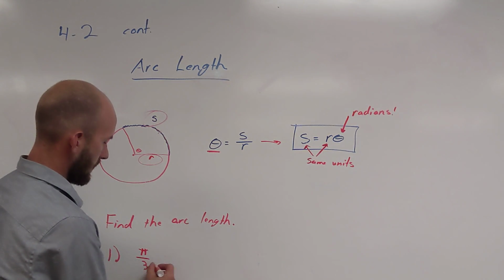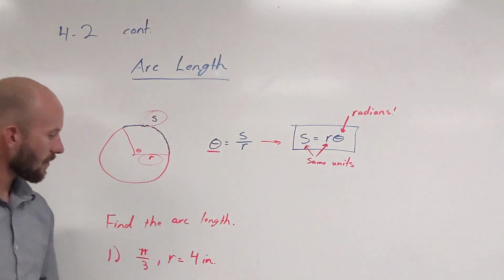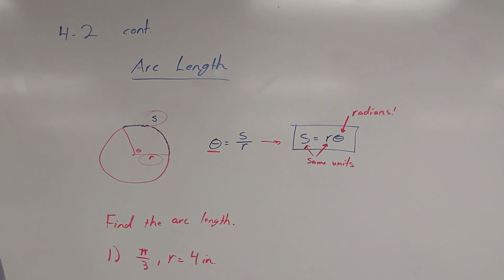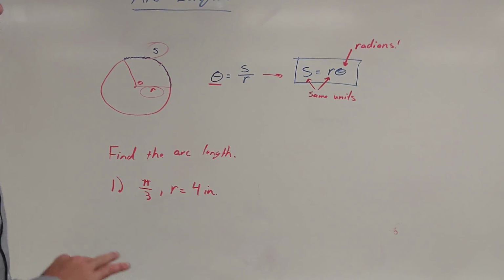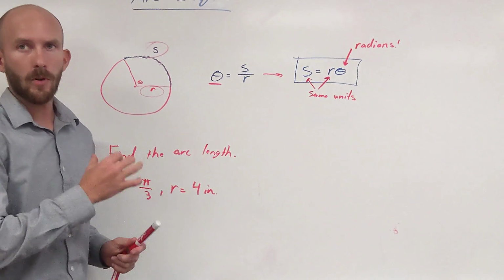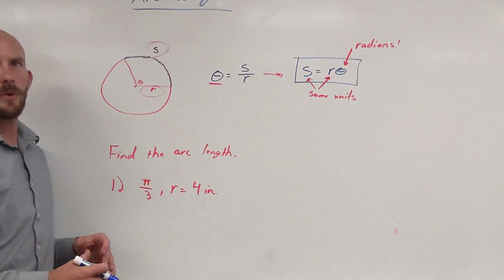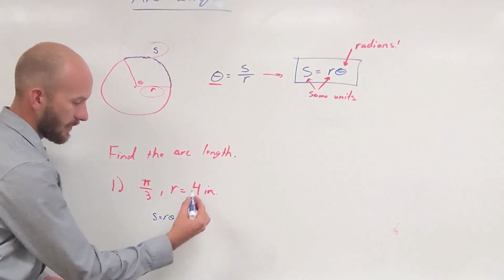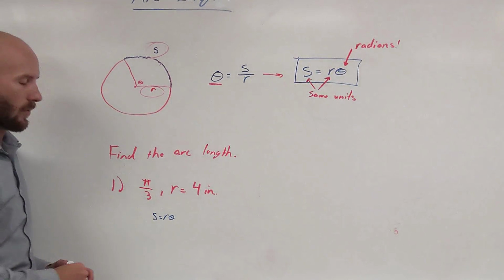So number one, we've got an angle of pi over 3 radians and a radius of 4 inches. So when I'm dealing with formulas like this, I always like to start with the formula or the equation that we're working with so that I can see exactly where I'm plugging things in. So I'm just going to start with S equals R theta. And then I just plug stuff in where it needs to go accordingly.